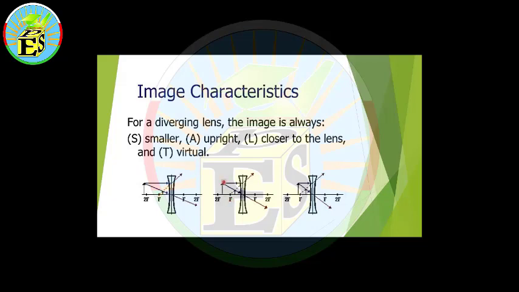If we put the object between double f and f, I will also have a smaller, upright image, closer to the lens, and virtual. Also, if we put the object close to f, not on f, I will have a smaller, upright, closer-to-lens, and virtual image.